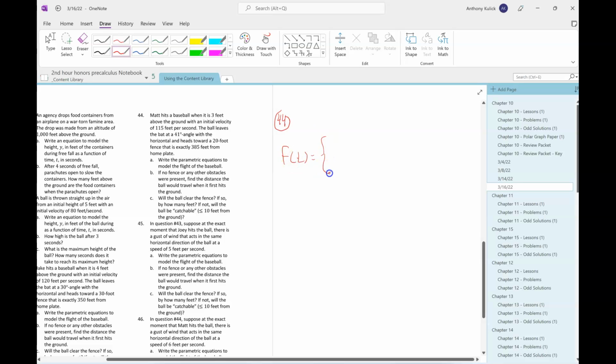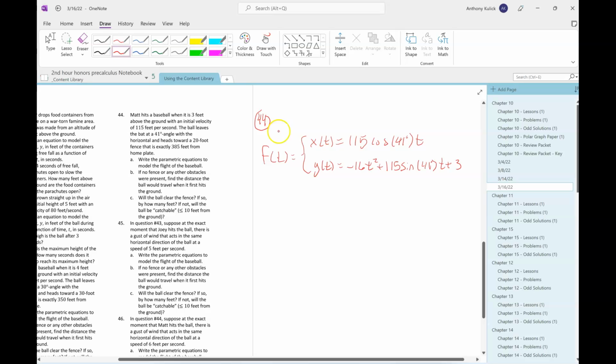So we have x of t should be initial velocity times cosine theta times t. Y of t is negative 16t squared plus initial velocity sine theta t plus the initial height. That's part A. You get that? Where'd you get negative 16? It's part of the formula. They're always negative 16t squared. That's gravity.